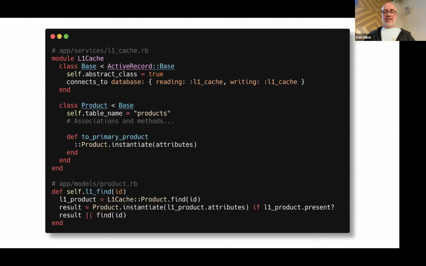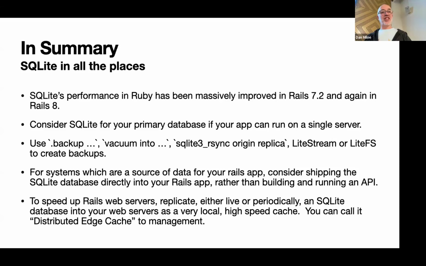Not sure if that's clear, but feel free to ask questions. Okay, that's it. That's the sum. So in summary, massive improvement to Rails performance for SQLite from 7.2 and 8. If you can fit your Rails app into a single host, you should consider SQLite. It's very fast. It's a great database. Many, many ways to back it up, an embarrassment of ways, and they're all great.